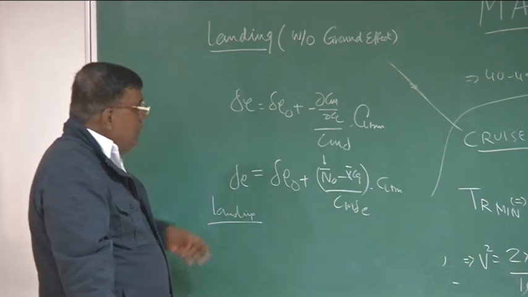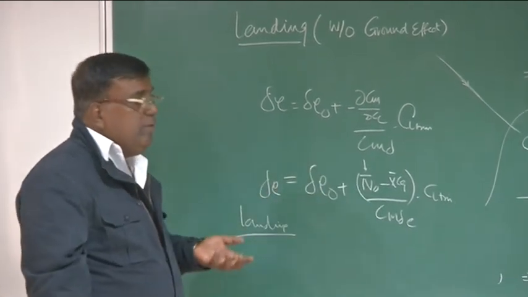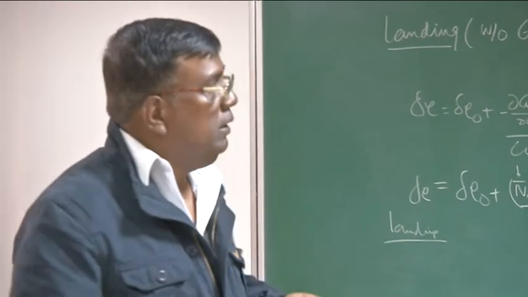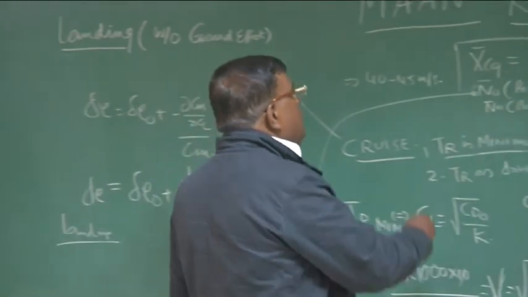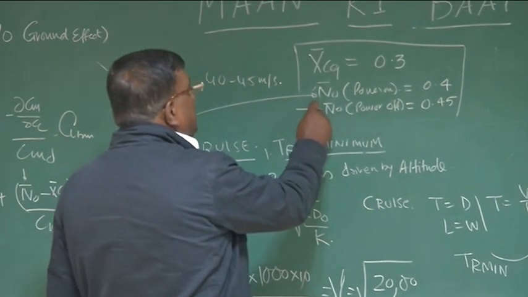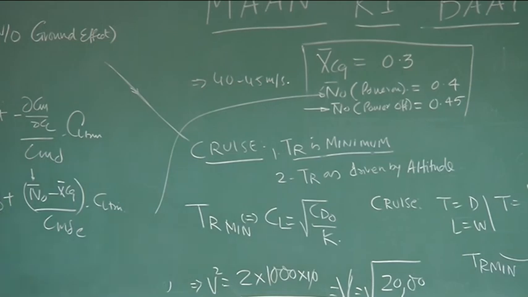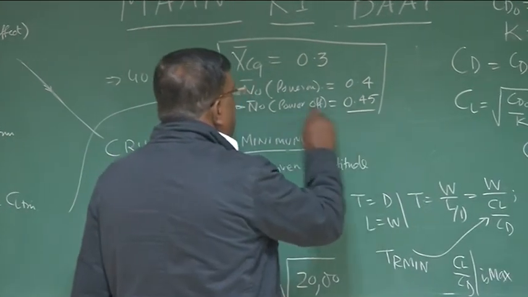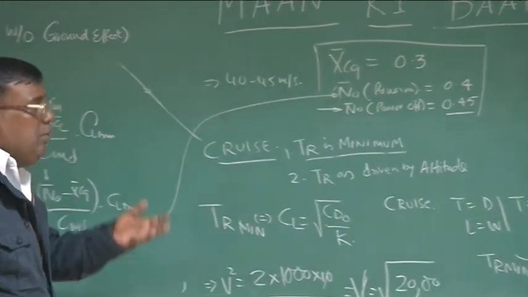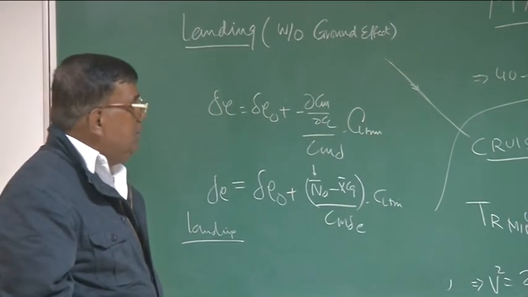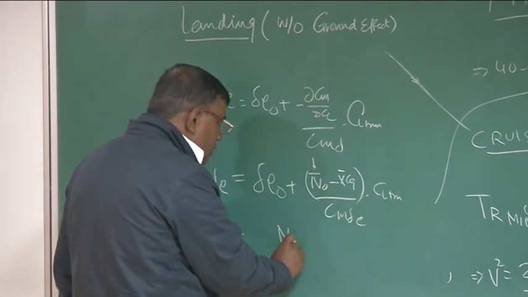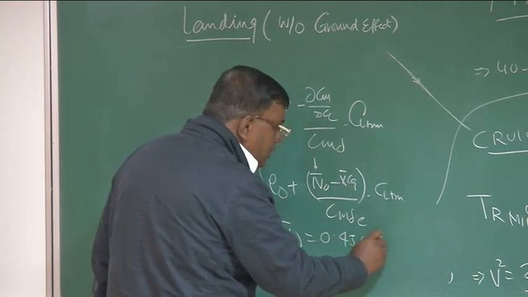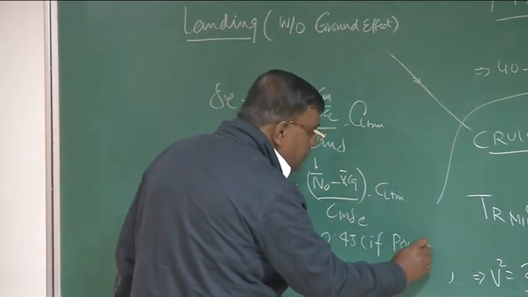And when I'm thinking about landing, definitely the thrust is not fully on. It could be 10%, 20%, or windmilling. If you have switched off the engine, typically the gliding phase, then you have to take N naught as N naught power off, 0.45, whatever value is given for the airplane. So I will take N naught bar as 0.45 in this example if during landing power is off.